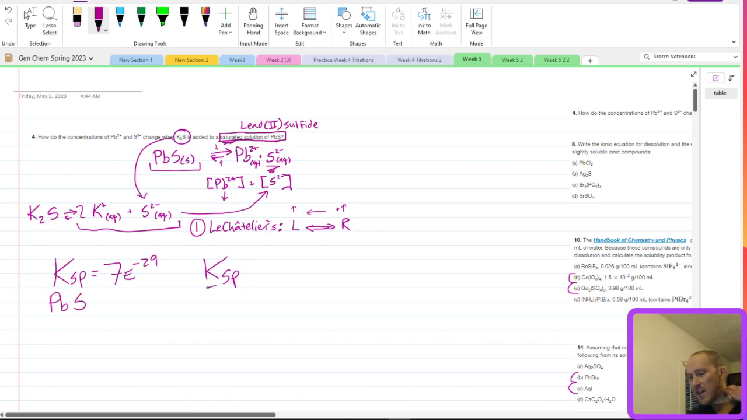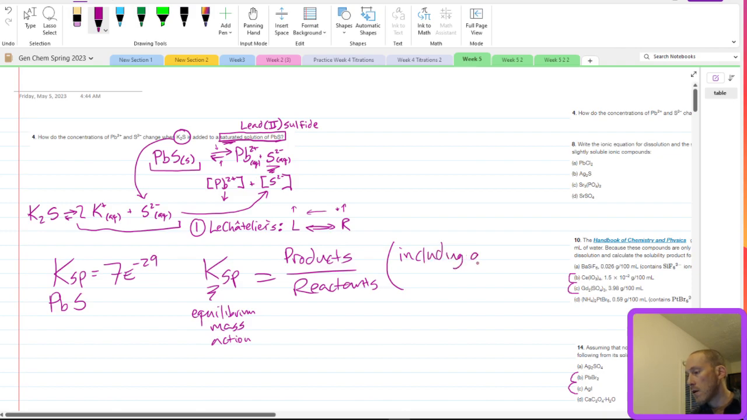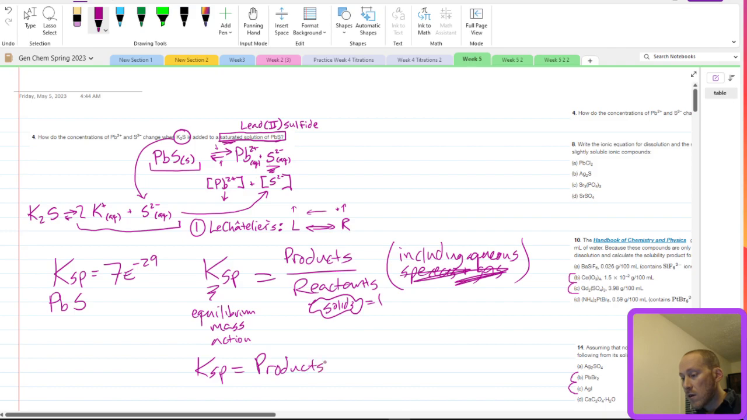The KSP expression, like any K expression, is an equilibrium mass action expression. And we have the products over the reactants. We only include aqueous species and gas, if there is any, but that's not pertinent to this. For KSP specifically, it truly is only aqueous species. And the other thing is the reactant is a solid. And solids, when it comes to K expressions, when it comes to mass action expressions, solids count as 1. So the KSP as a fundamental construct is products over 1. So it's just products.